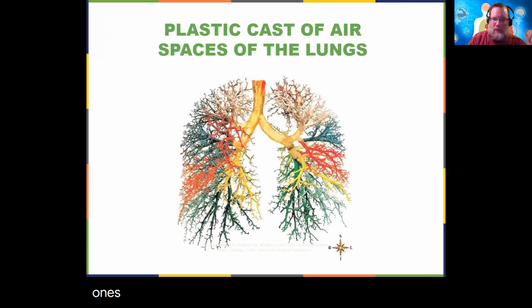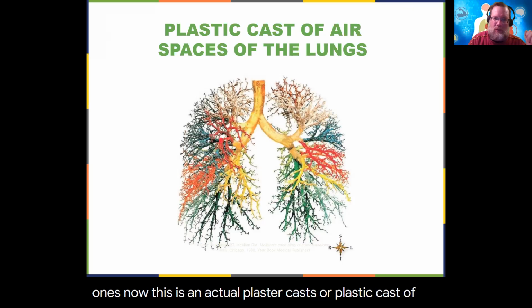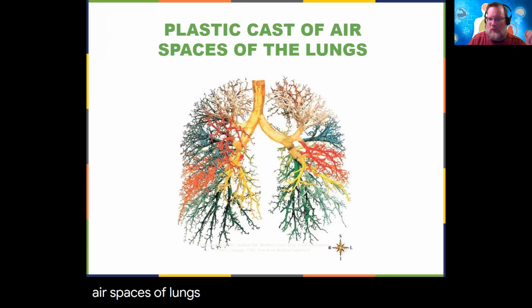Now, this is an actual plaster cast or plastic cast of the air spaces of the lungs. See, it's pretty cool. There's a lot of different convolutions there and branches. And we'll look at these in a little more detail in just a second.